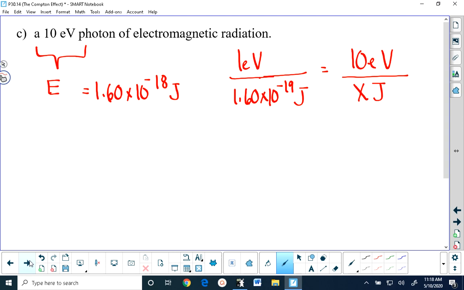So all we did first was we converted that electron volt energy to joules. Now what we can do is use the formula for momentum, which is energy over the speed of light, will give us the momentum.